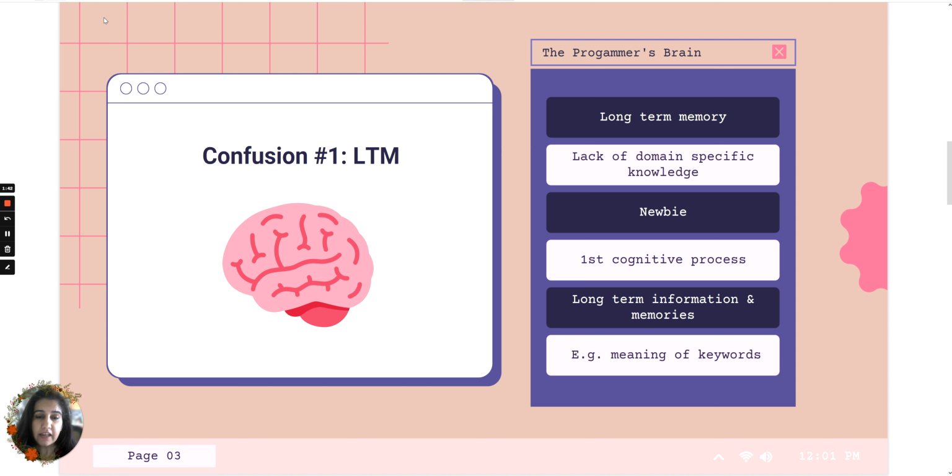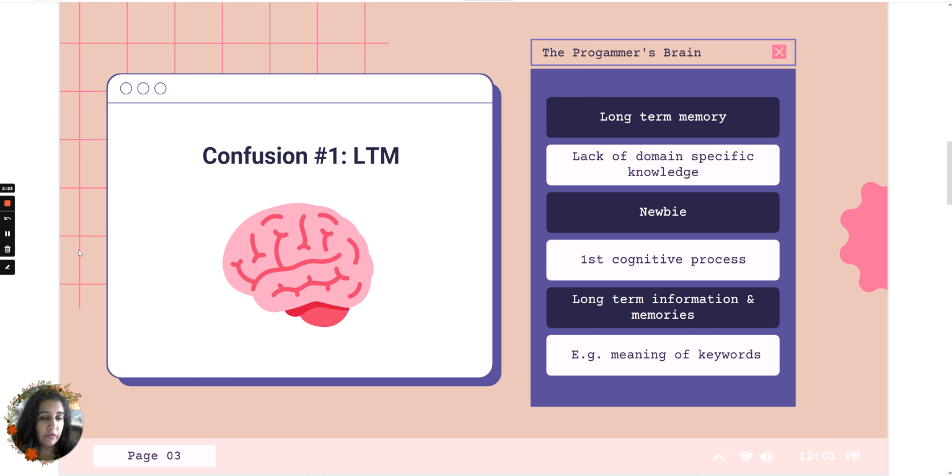Now, a complete lack of domain-specific knowledge, which means you're a complete newbie, would indicate that the confusion during learning how to code or problem solving is due to long-term memory, which doesn't have those concepts. You don't have those concepts in your long-term memory as yet. So when you're reading through that code or problem solving, you can't actually access anything from your LTM because there's nothing there as yet. So this is the first cognitive process which is involved when you are reading through some code or learning some tech for the first time.